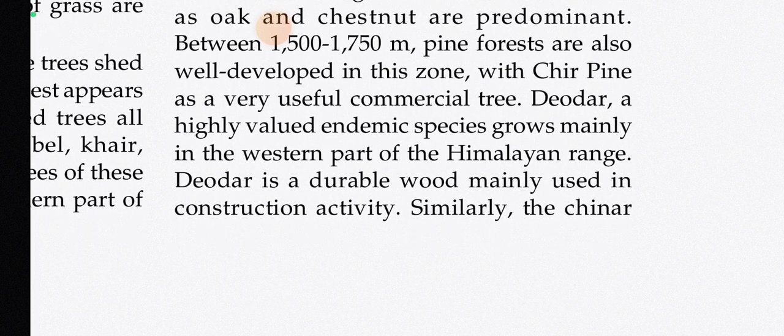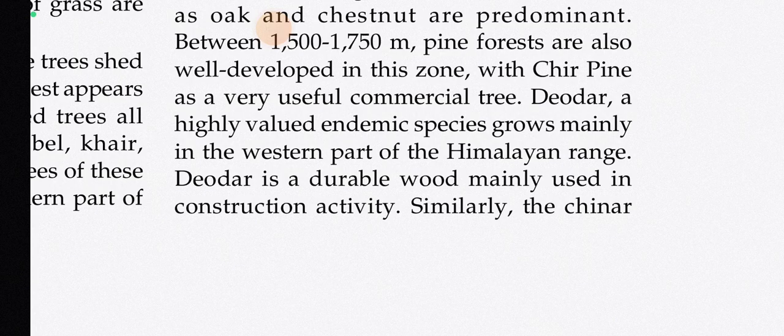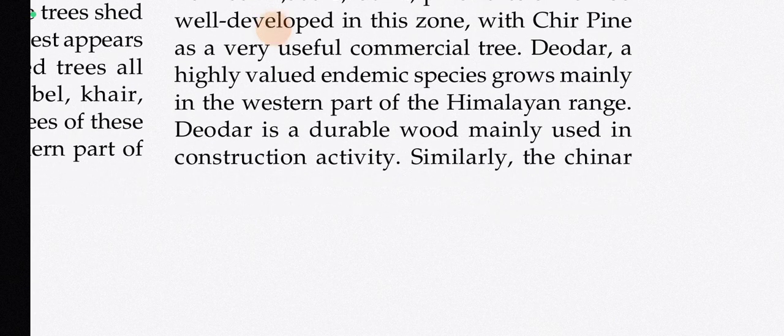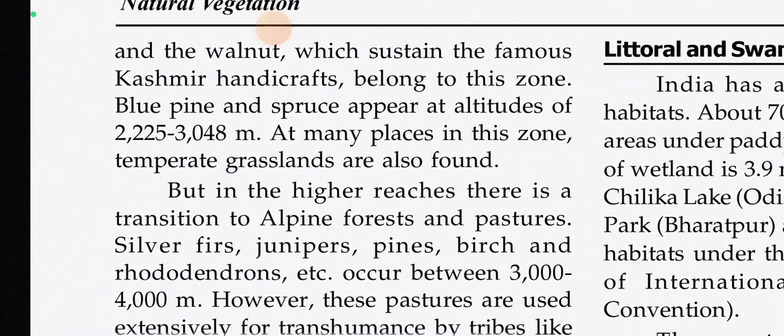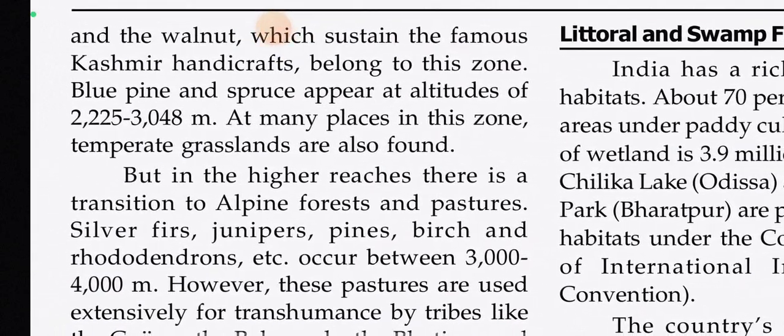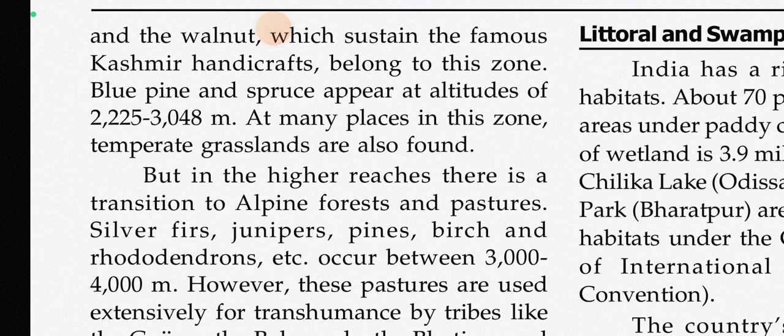useful commercial tree. Deodar, a highly valued endemic species, grows mainly in the western part of the Himalayan range. Deodar is a durable wood mainly used in construction activity. Similarly, the chinar and the walnut, which sustain the famous Kashmir handicrafts, belong to this zone. Blue pine and spruce appear at altitudes of 2225 to 3048 meters.